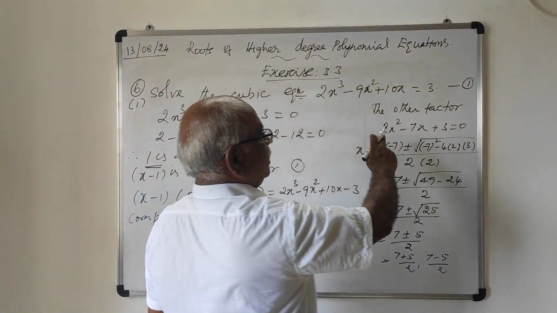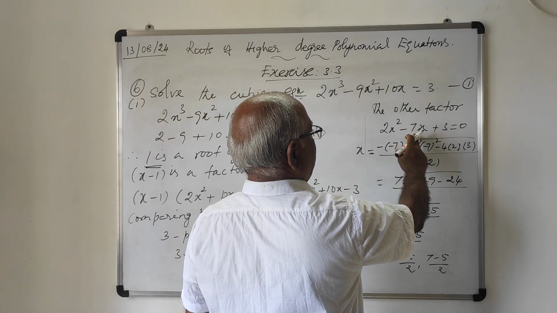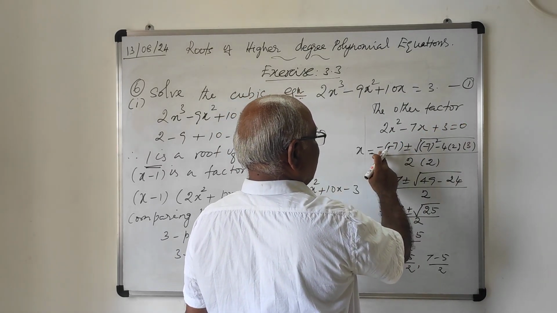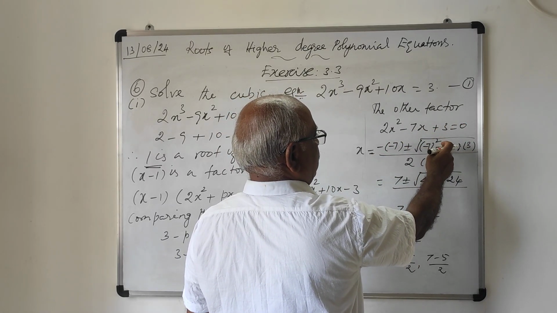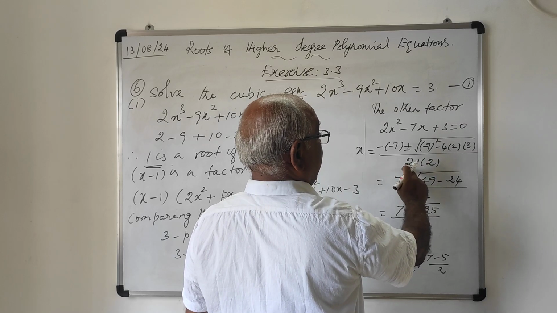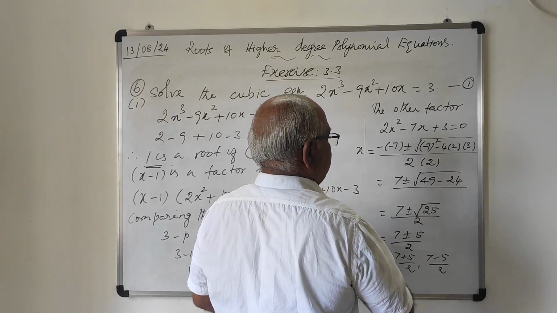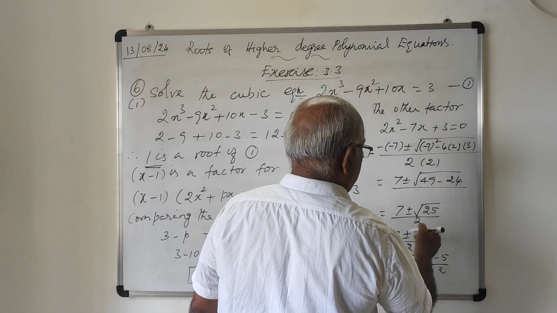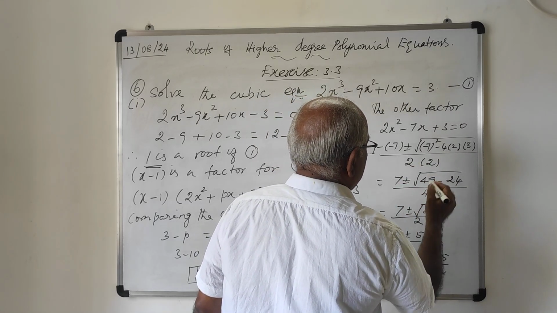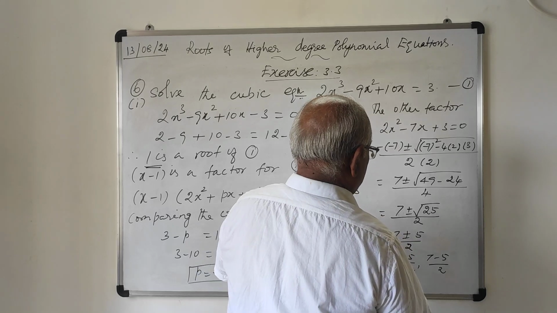See, on solving this quadratic equation 2x square minus 7x plus 3 equal to 0, minus b plus or minus root of b square minus 4ac by 2a. Sorry, 2 into 2 is 4, but I wrote 2. That's wrong. This is 2 into 2, 4.